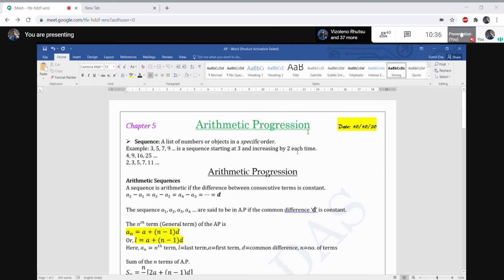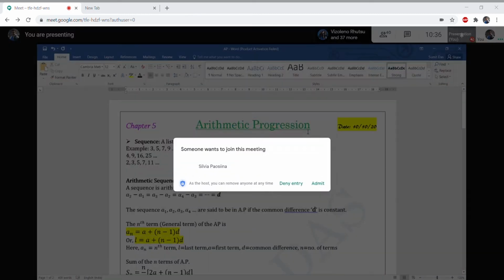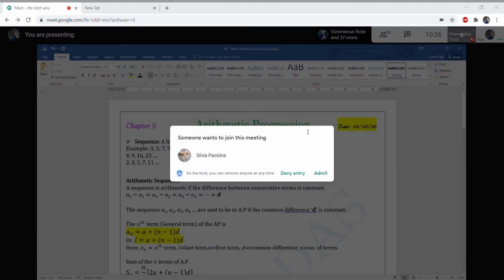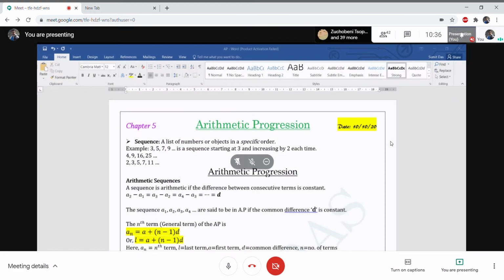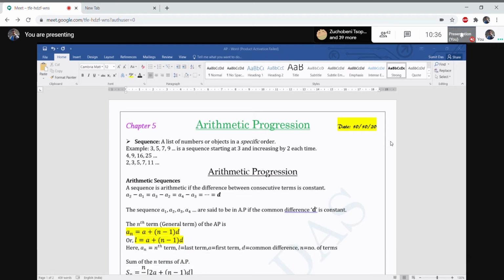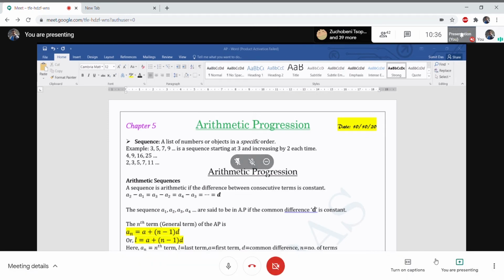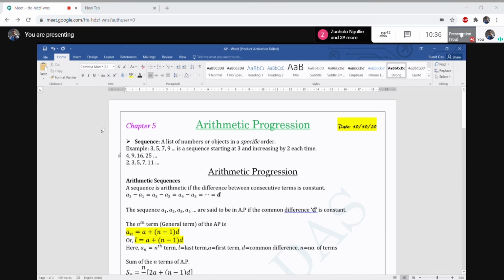It can be either ascending or descending order, anything, but it should not be sometimes increasing and sometimes decreasing. It should follow some specific order, right? So 3, 5, 7, 9 we will call a sequence because it is starting from 3 and it has a constant increase, that is 2.